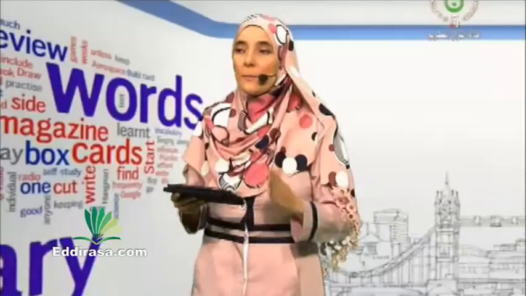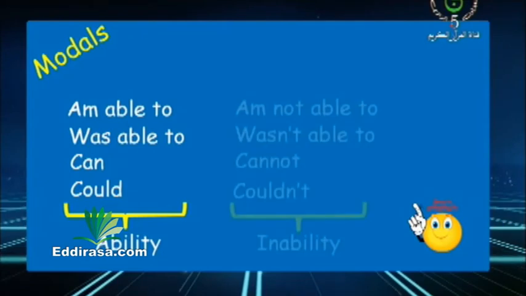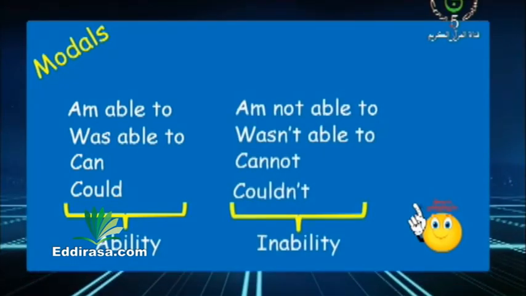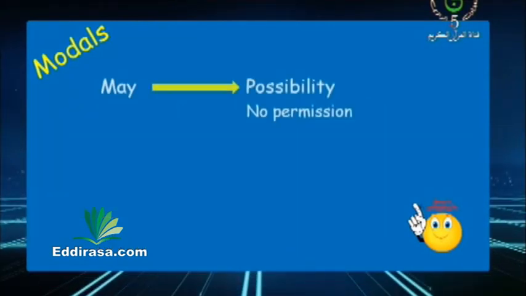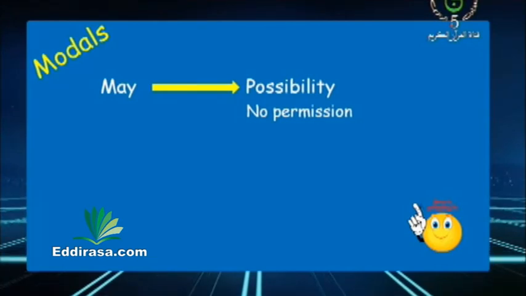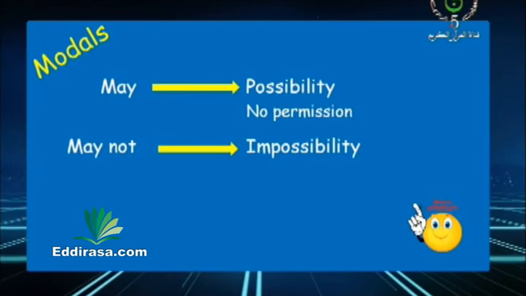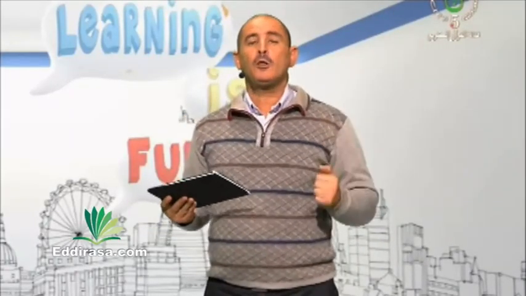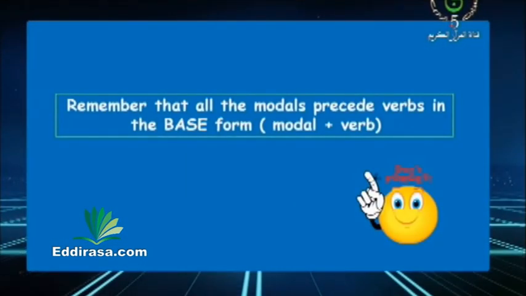So to sum up what we did so far, can is used for different functions to express ability, and inability when it is in the negative form. And also may is used in the same way. So may, we can use it to express possibility and, of course, to ask for permission. And when it is in the negative form, we use it to express impossibility.